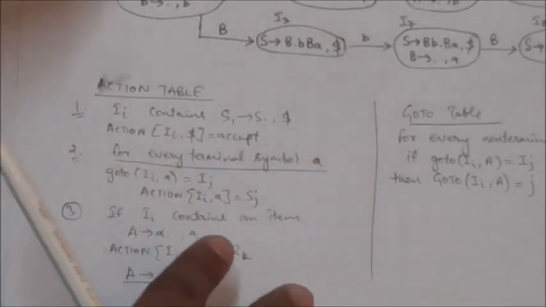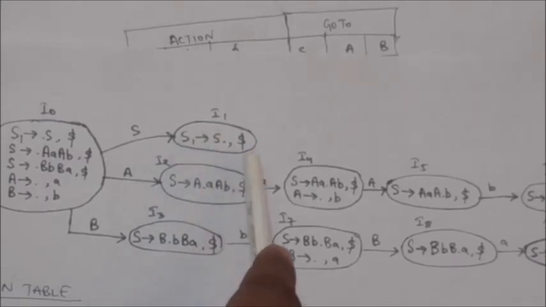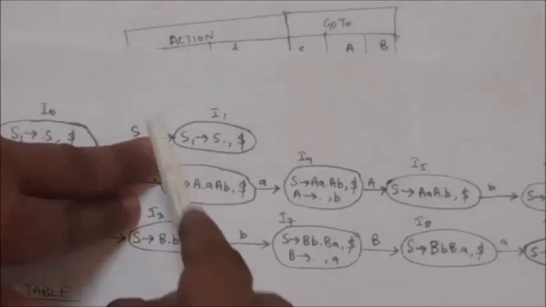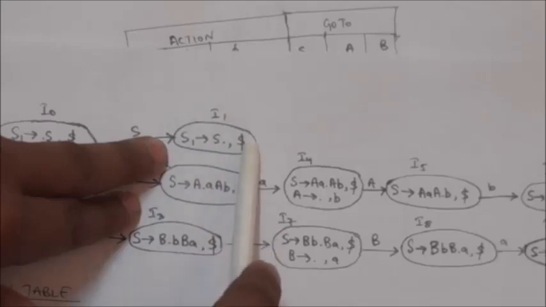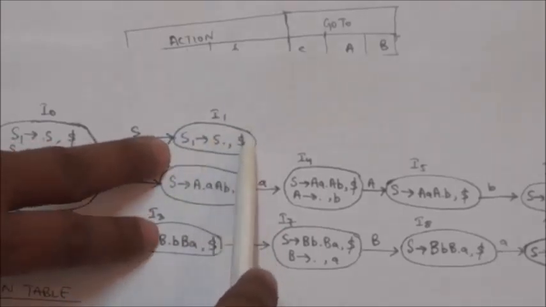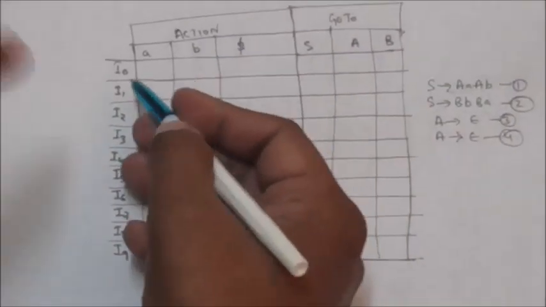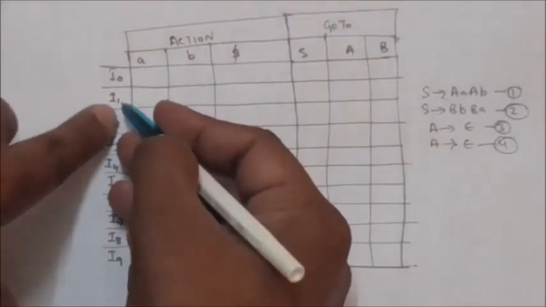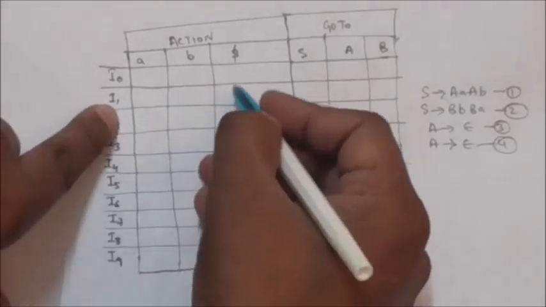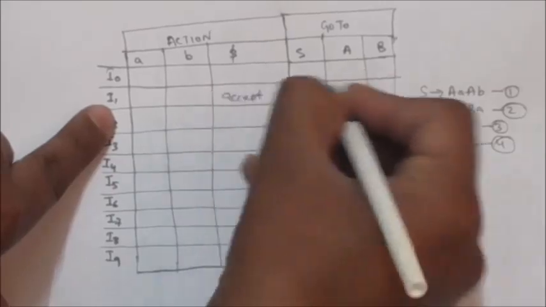Right, so here you can see that in this DFA, this is state I1, it contains this item S1 derives S dot, lookahead symbol dollar. So what happens in the action table at the row labeled by I1? Because I1 contains this item, in the action table row labeled by I1 and column labeled by the dollar symbol, we will write accept.